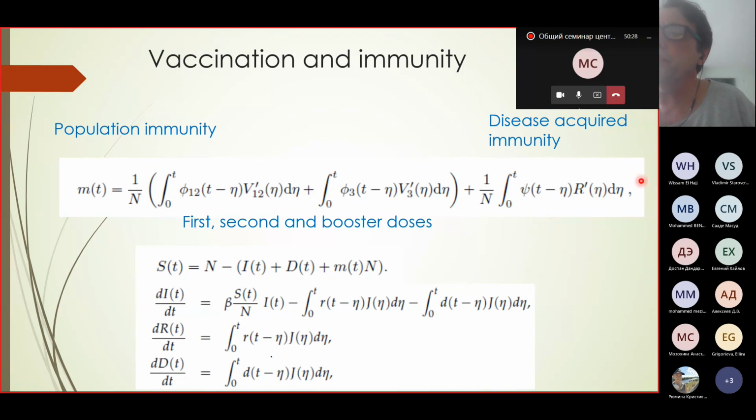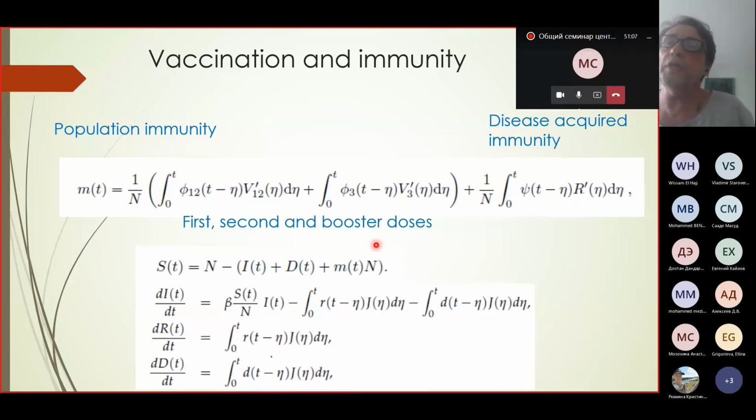And the last term here is the immunity due to the disease. So the recovered people also have immunity during some time. This immunity distribution is described by this kernel function. So like that, we obtain this total immunity in the population given by this function M. And immunity means that these people cannot be infected. So we should subtract this number of people from the number of susceptible.